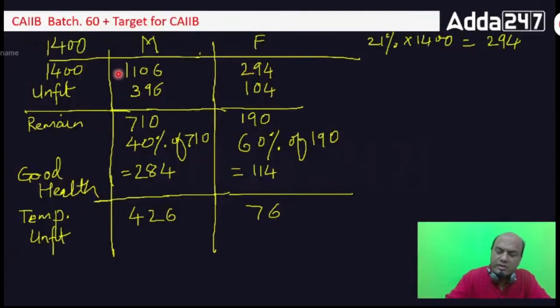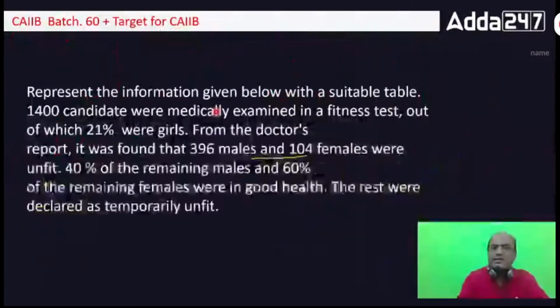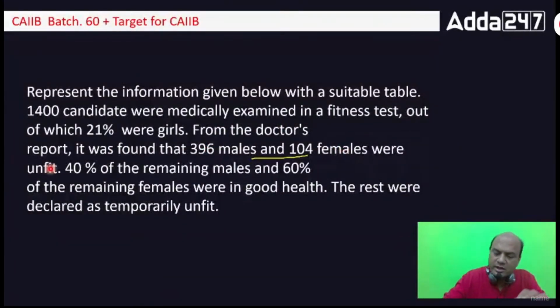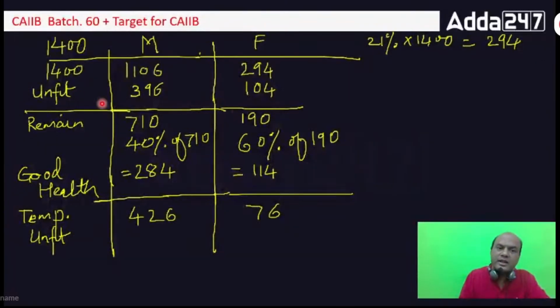What is given now? Next. This 21% is done. Do it step by step. The first part is done. From the doctor's report, it was found that 396 males and 104 females were unfit. Now write this: unfit is 396 and 104. Okay, so this I have done now.